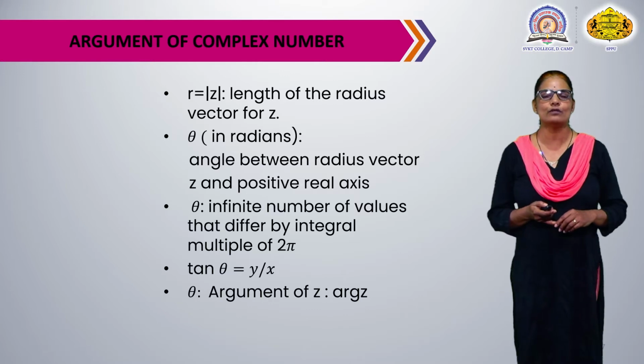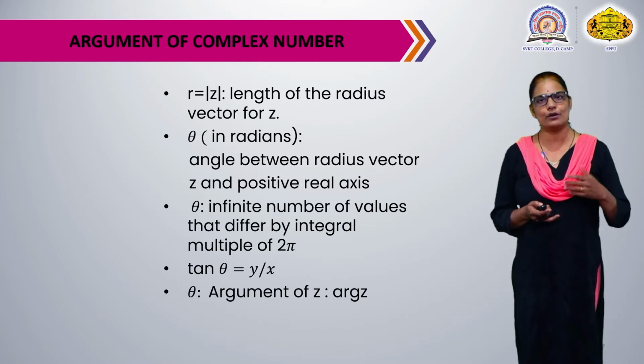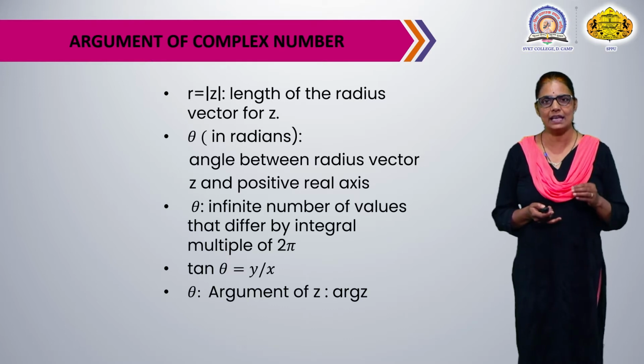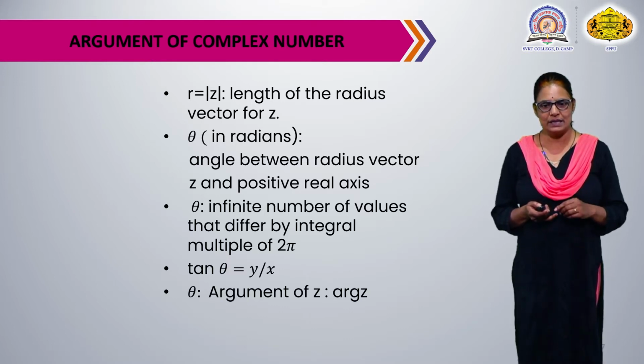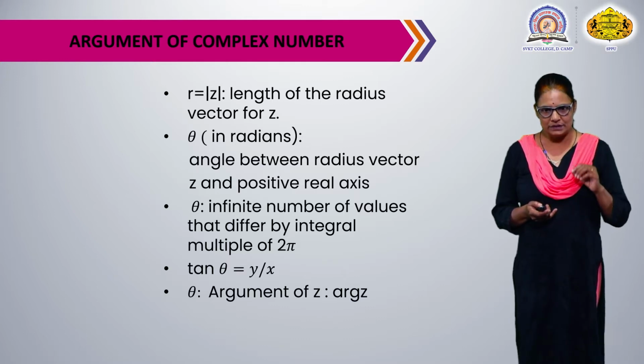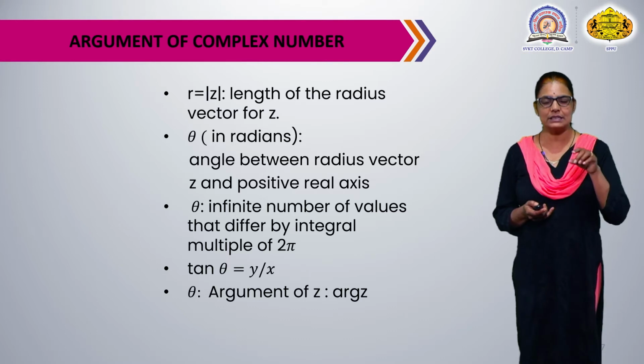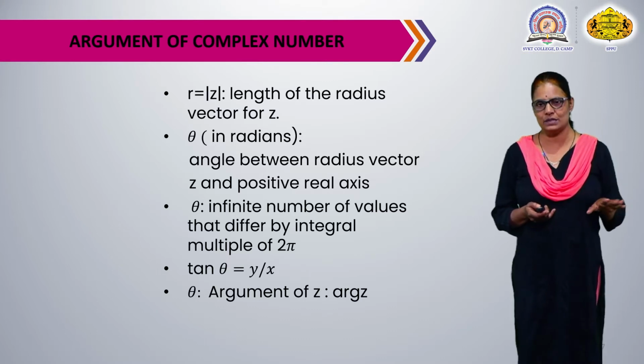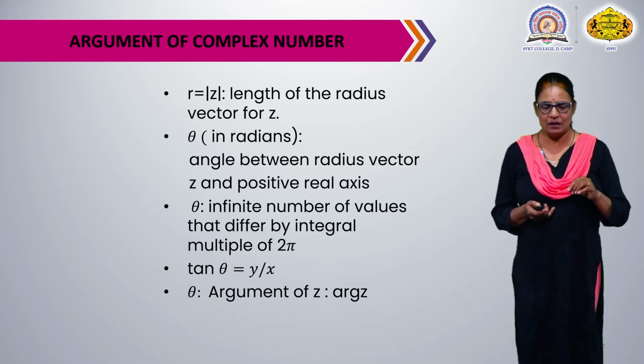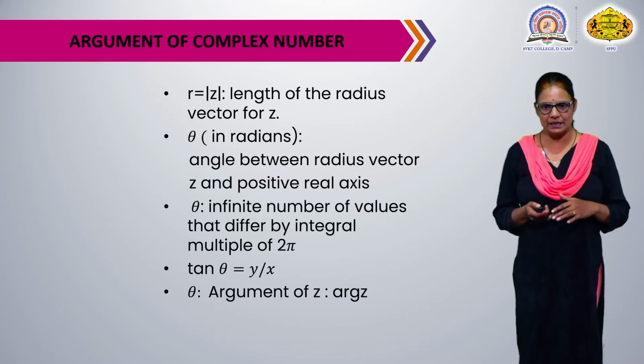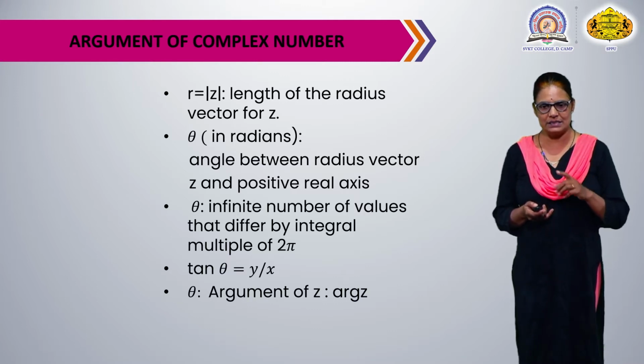Here this value of theta is called the argument of the complex number, and it is denoted by the symbol small a, r, g, z. So remember, theta has infinitely many values, and each value of theta is called the argument of z, and it is denoted by the small letters arg z.